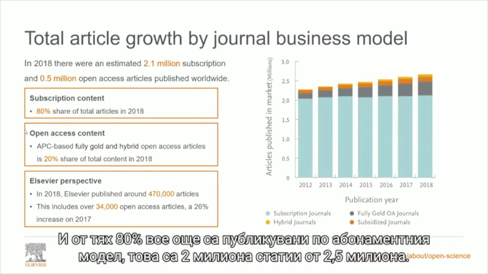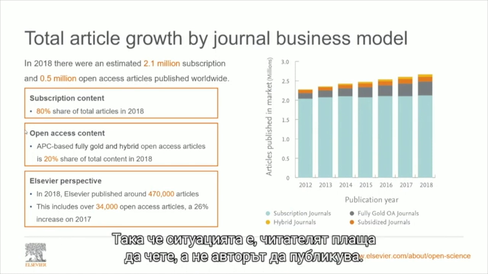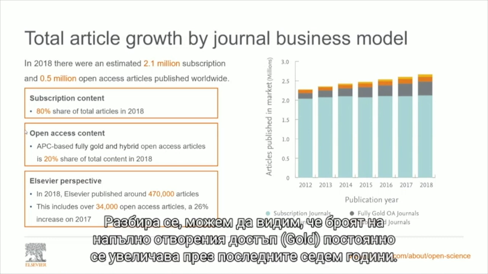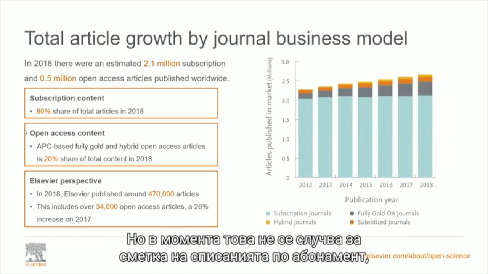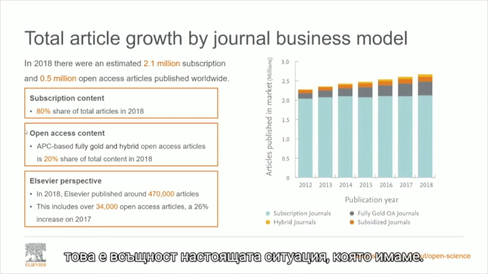And out of those, 80%, so 2 million out of 2.5 million, is still published in the subscription model, the situation where the reader pays to read and not the author to publish. We can see, of course, that the number of fully gold open access journals is growing steadily over the past 6 or 7 years. But currently it doesn't happen at the expense of the subscription journals. That's basically the current situation that we have.